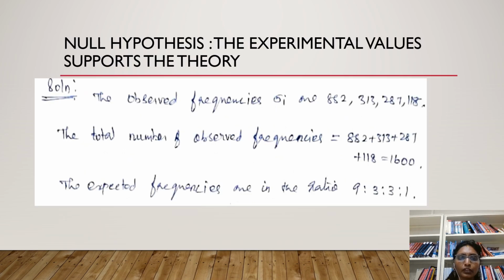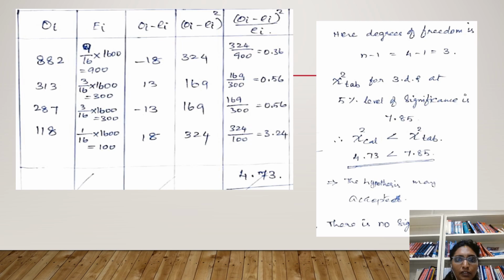Okay. So now our hypothesis is that the experimental value supports the theory. That is our null hypothesis. Here the observed values are 882, 313, 287 and 118. The sum of these gives 1600, and the expected frequency ratio is 9 is to 3 is to 3 is to 1. Now we have to find the expected values for the given observed values. How to calculate the expected value: this is the formula, and for the observed value 882, the ratio is 9 out of 16.